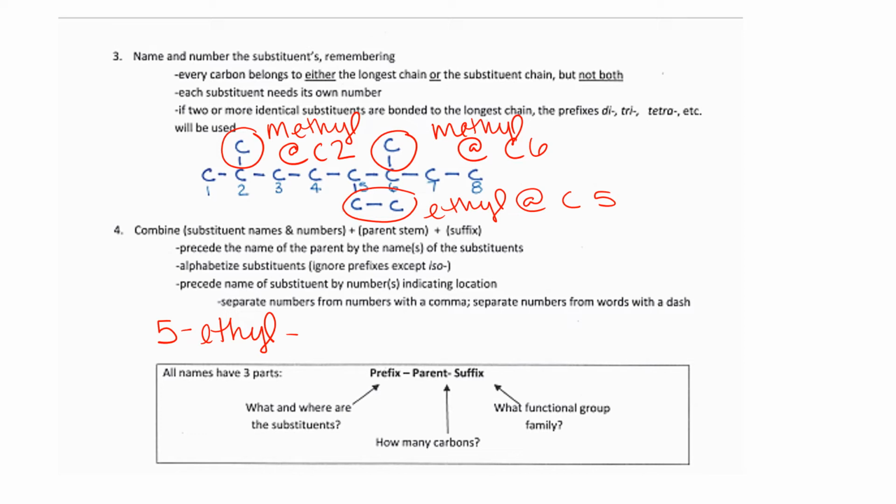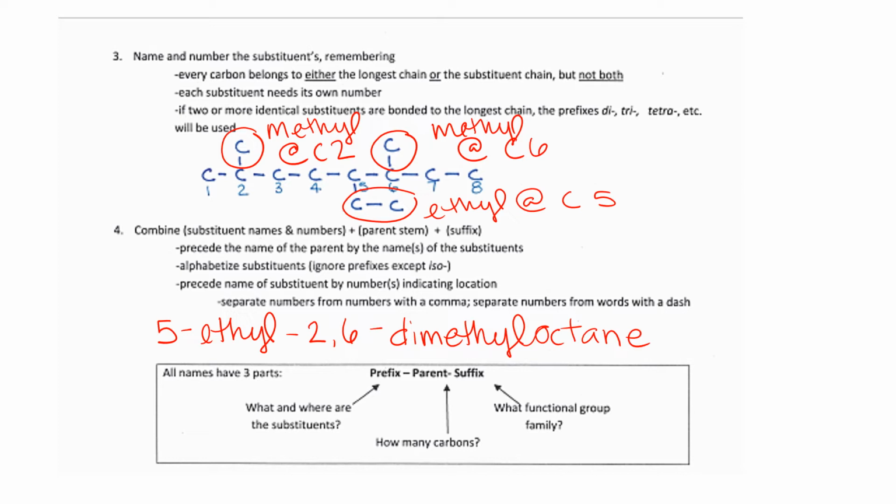Then another dash. And now I have my two methyls. One is at carbon 2, one is at carbon 6. So I do 2,6 dash dimethyl. And then my parent comes in. It's 8 carbons long, and it's an alkane, so it gets the suffix ane. And so that compound is 5-ethyl-2,6-dimethyloctane.